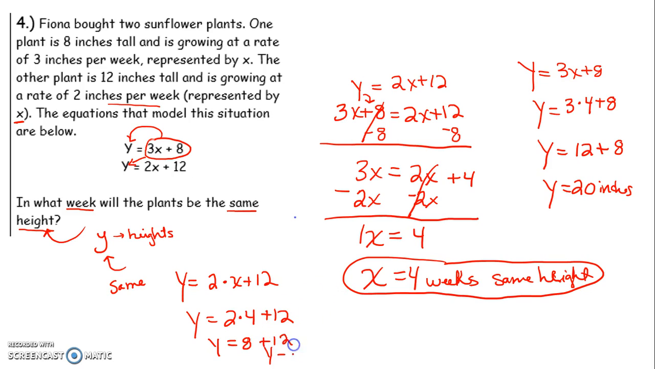Let's see, 8 plus 12 is 20 inches. So after 4 weeks, both of those plants are 20 inches. But I just wanted to know in what week will they be the same. At the end of 4 weeks, they'll be the same height. That height will happen to be 20 inches for each plant. All right, let's keep going.